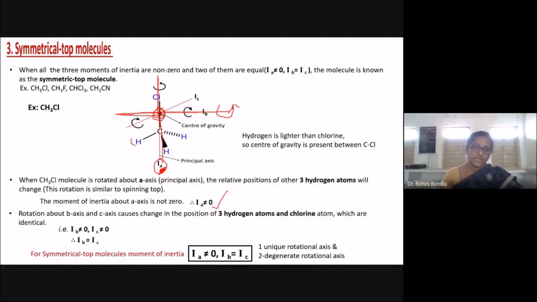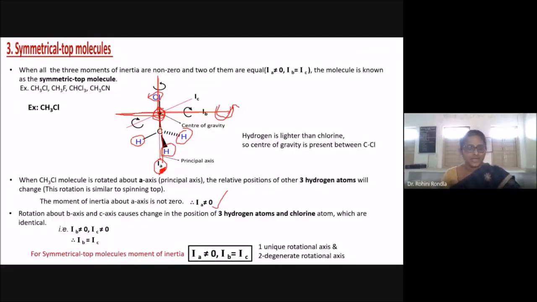The 3 hydrogen atoms and chlorine atom positions also will change, because this B axis is not passing through chlorine. So chlorine is also to one side, and on this side there are 3 hydrogens. If you rotate about this B axis, positions of these 3 hydrogen atoms as well as the position of chlorine atoms will change. So all the atoms are rotating. Earlier we were holding chlorine, but along the B axis all the atoms are rotating.